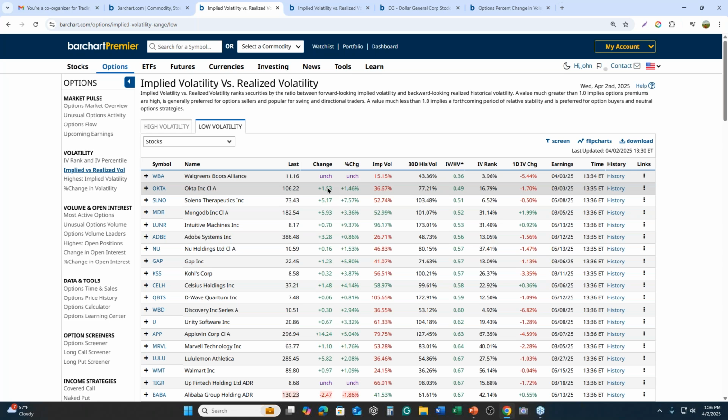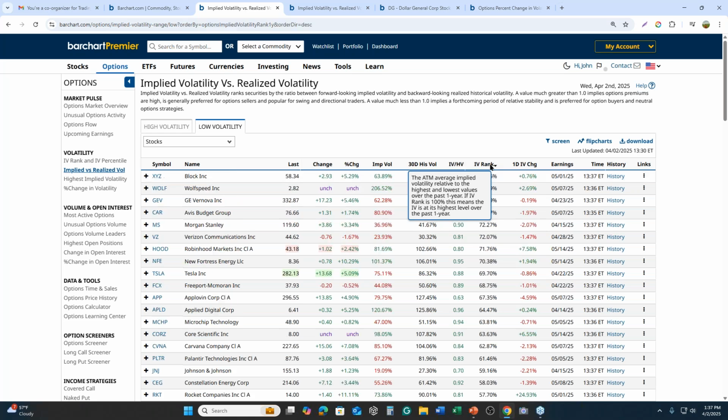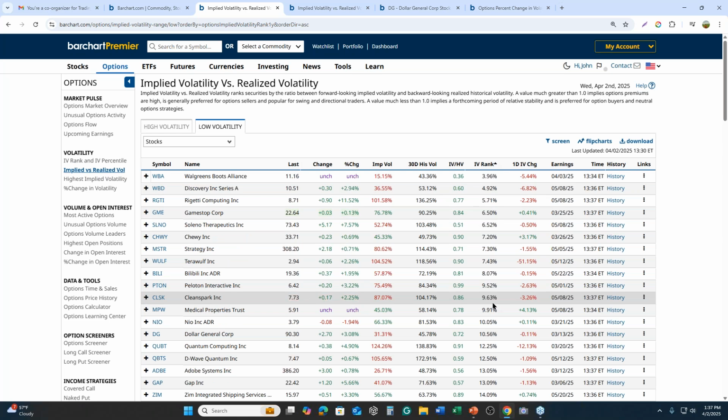Well, what's another word for realized? Well, that's historical. And again, this page is going to be sorted by the ratio of implied volatility versus historical. And again, you can see the lowest ratio of implied to historical would be the top candidate. So, what we want to do is look for conditions of low implied volatility in terms of our ranks, right? These would be low ranking.